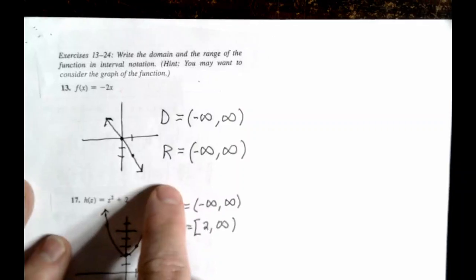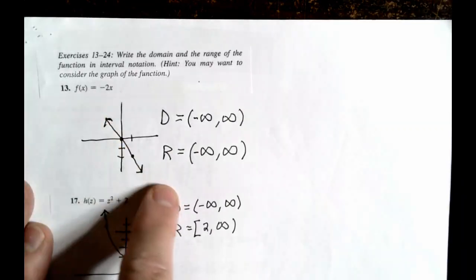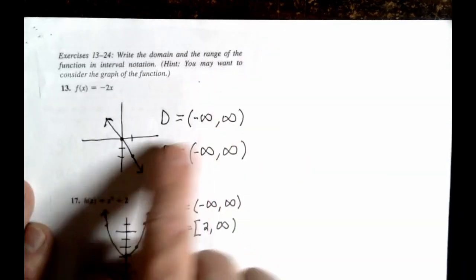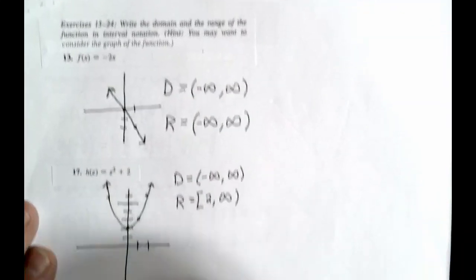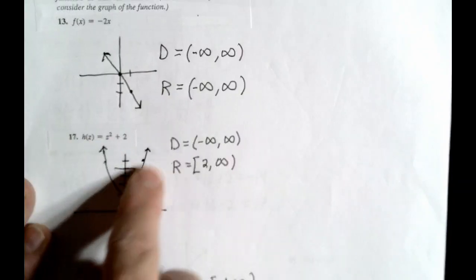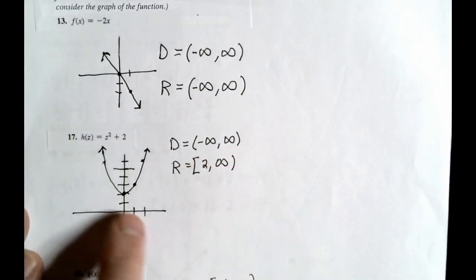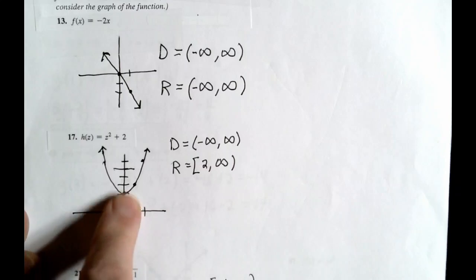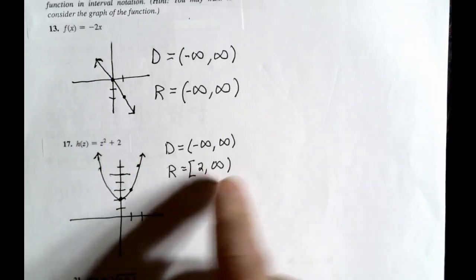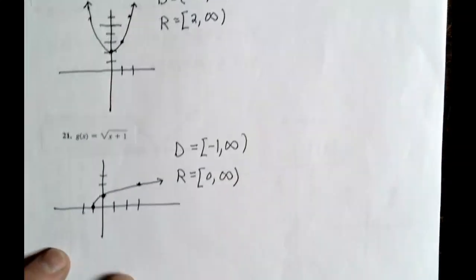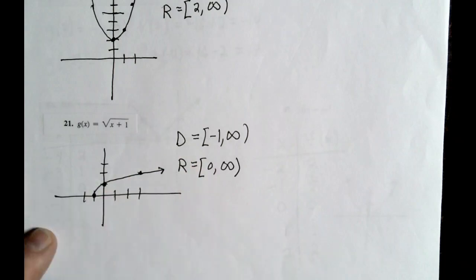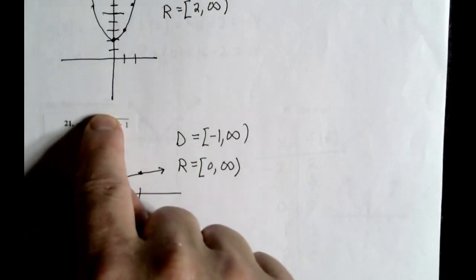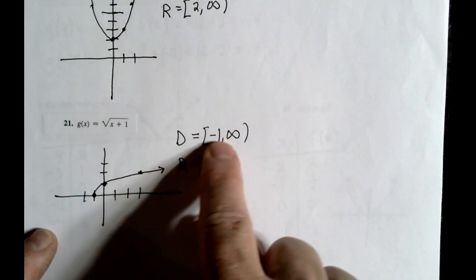Right. In 13, they ask you to find the domain and range. Well, the domain, it goes left and right forever, so it's minus infinity to infinity. Range, it goes up and down forever, so minus infinity to infinity. 17, it goes left and right forever, so it's minus infinity to infinity. Your range, on the other hand, is 2 or larger, so bracket 2 to infinity. 21, when you graph this, you can see that your domain is minus 1 to infinity, and your range is 0 up to infinity. Because it's going up slowly, but it is going up forever slowly. Right.